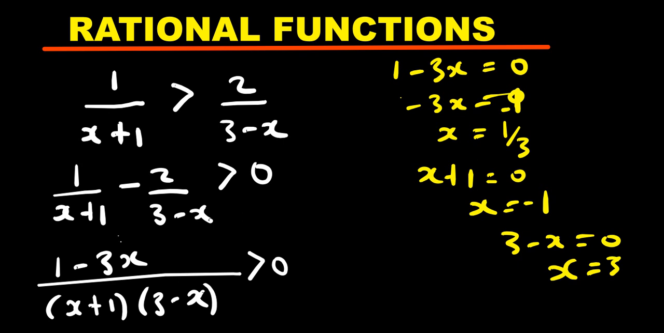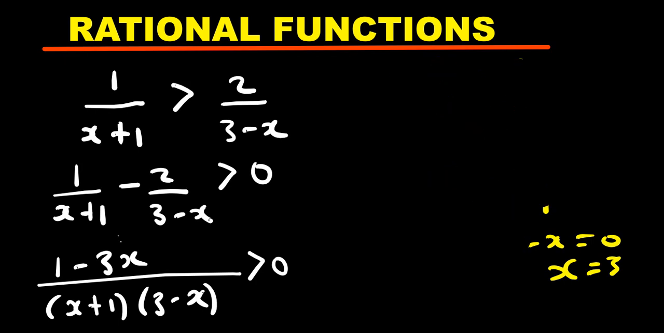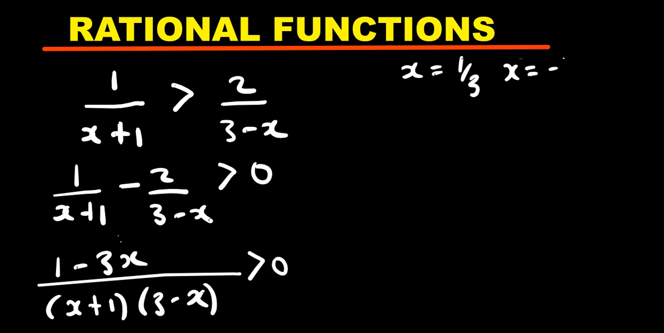Okay, so these are the values of x that you have. After you get these values of x, you come up with a table of values, because you have to test your answers. We've got x equals 1/3, x equals -1, and x equals 3.